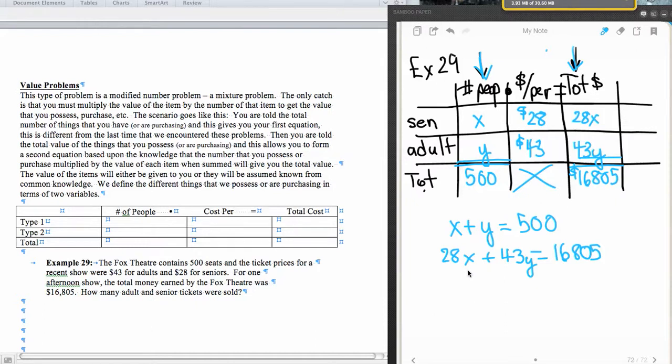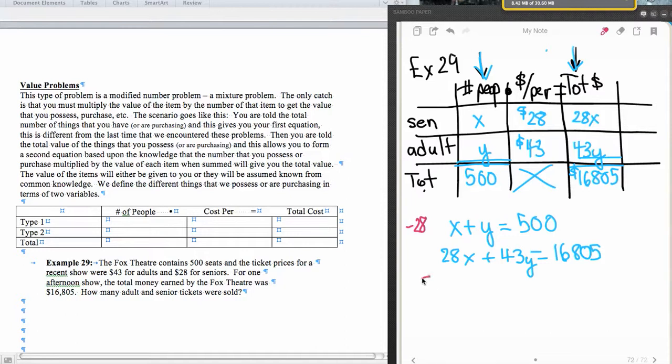All right, so we'll finish this problem up. Example number 29, we have our two equations, and so we're just going to go ahead and solve. One of the things that we could do is solve it by elimination. So I could multiply this one through by negative 28, or this one through by negative 43 to eliminate the x's or the y's, whichever one we want to do. Let's go ahead and multiply it by negative 28.